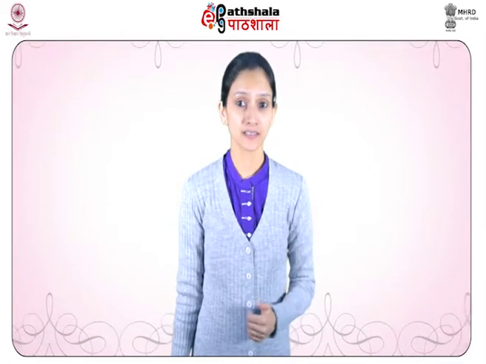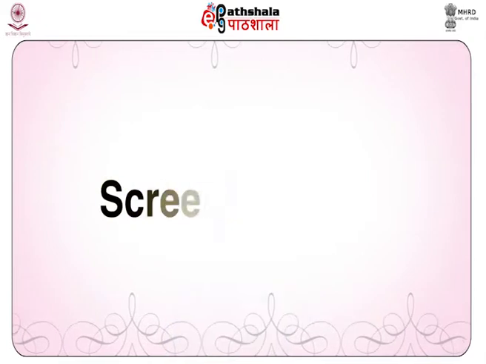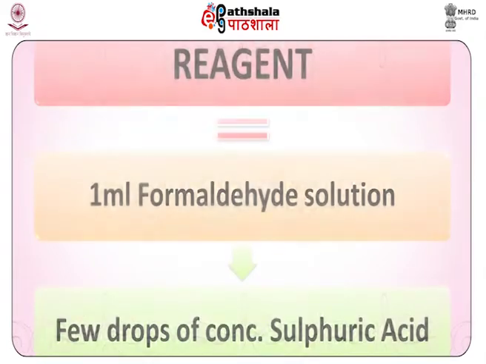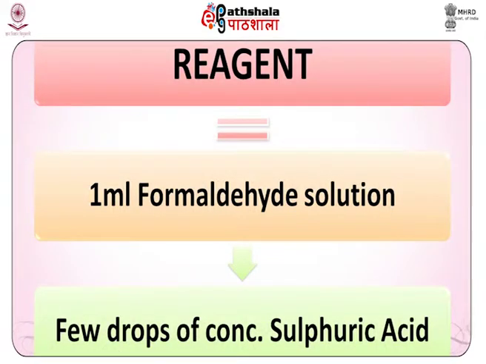The chronic abuse of amphetamine and methamphetamine is characterized by violent and erratic behavior, as well as a psychosis similar to schizophrenia that can involve paranoia, picking at the skin, and auditory and visual hallucinations. Next are screening tests. First is Marquis reagent test.